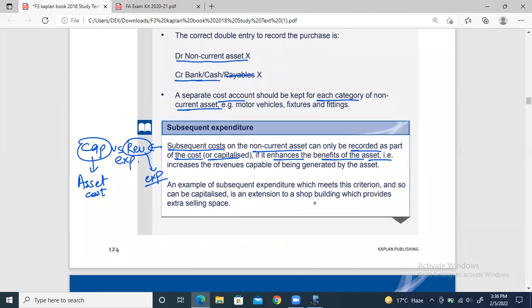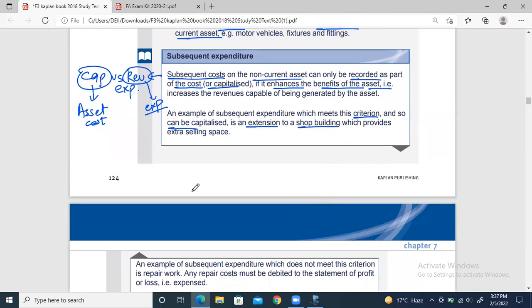Okay. Now an example which meets the criteria, so can be capitalized, is an extension to a shop building. For example, we have a 2-floor building. We are planning to build a third floor as well, a covered third floor, so that we can outsource it and use it in a good manner for generating revenue for the company. This extra floor that we are building will be a capital expenditure, not a revenue one, because this only happens once in a year, once in 5 years. This is not a recurring expense. All right. So this is the debate over here, capital versus revenue expenditure.